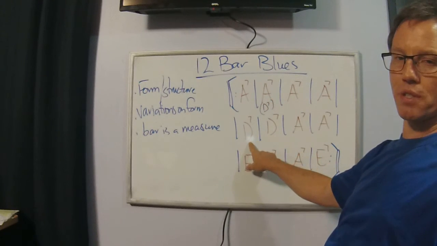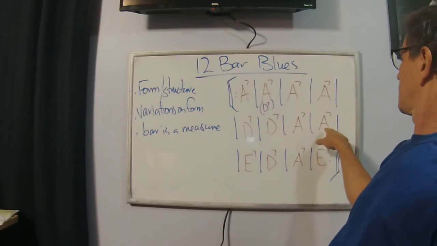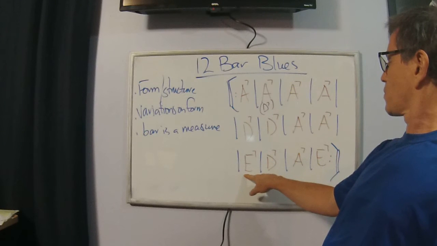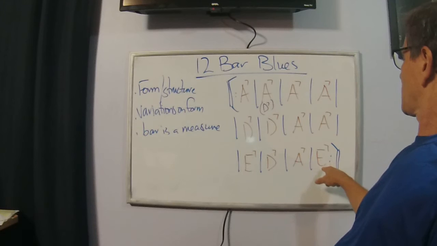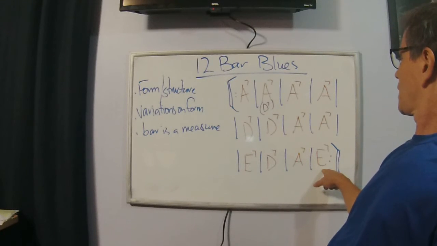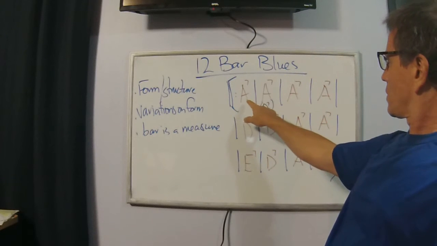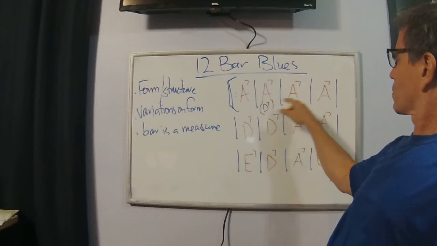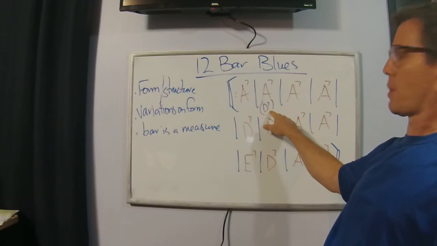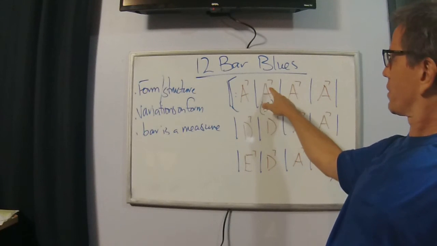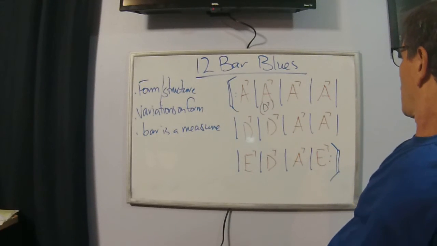Here it changes to the D7. Another D7, back to A7, E7 for 4 beats, D7 for 4, A7 for 4, E7 for 4, and then it goes back. Sometimes, instead of just sitting on this A chord for 4 measures, it might go to the D chord here. So that is one of the variations on this form.